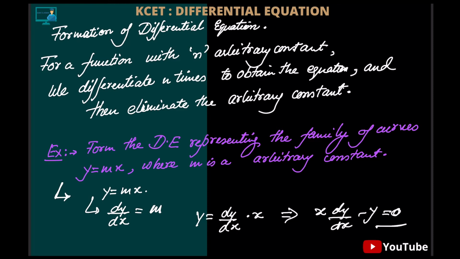We need to differentiate as many times as the number of constants. If we have 3 constants, 3 times. If we have 2, we differentiate 2 times. And after differentiating, it's not like the work is done. You have to eliminate those constants and get the whole equation in terms of x, y, and dy by dx and other terms. Okay, that's it. Clear, everybody? So, formation of differential equation.